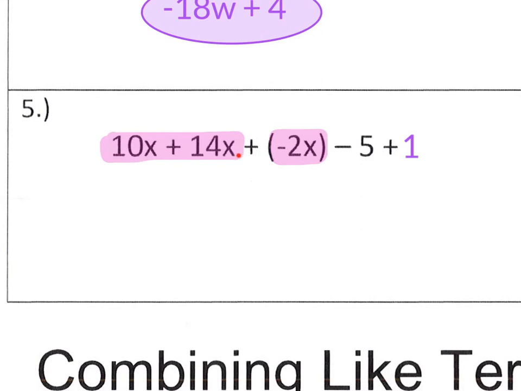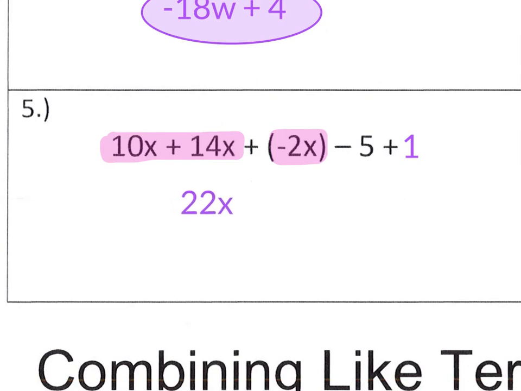10x plus 14x minus 2x. That's what we're putting together. Again, if you want to highlight the plus, that's fine too, because we are just adding a negative 2. Either way, you will get the same answer if in your calculator you type 10. Remember, we're not typing the x, so just 10 plus 14 minus 2, or 10 plus 14 plus a negative 2. When you do either of those ways, you should get the same answer of 22x.